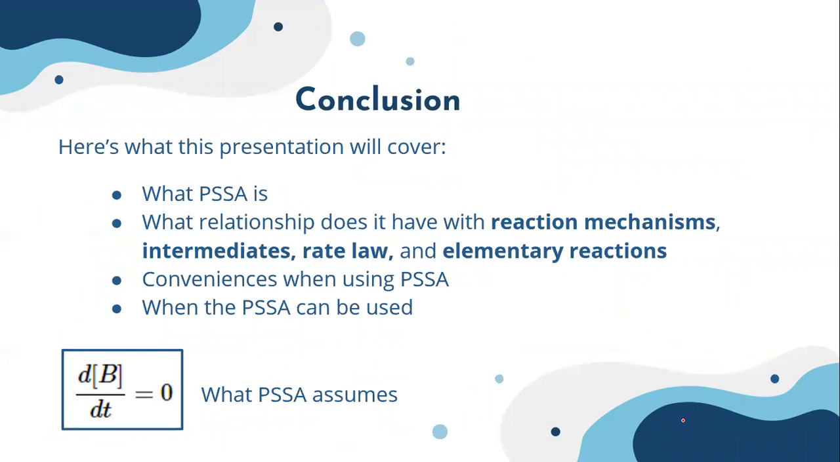So in conclusion, this presentation covered what exactly PSSA is, which of course stands for Pseudo-steady State Approximation, and what relationships it had with reaction mechanisms, intermediates, rate law, and elementary reactions. Of course, why we use it, the conveniences of using it, how it's faster, and when PSSA can be used. And of course, this is how to represent it and what it assumes. So, thank you for listening.